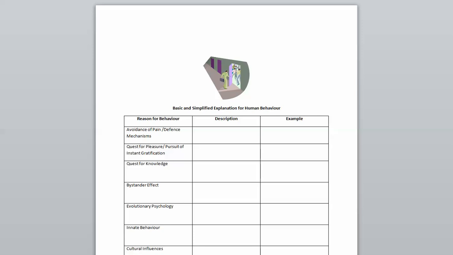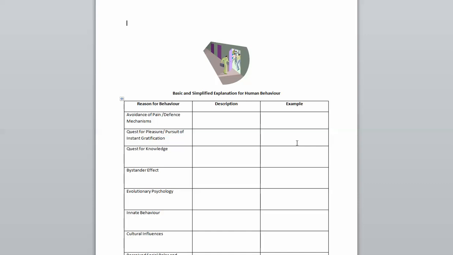That's evolutionary psychology. Innate behavior is essentially behavior that we're born with. And that's open to a lot of debate as well. But sneezing, blinking, flinching, that's all innate behavior.